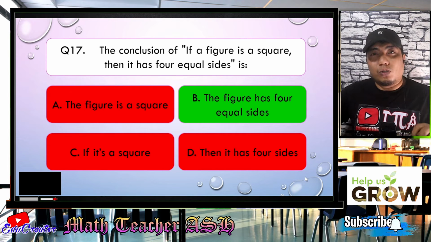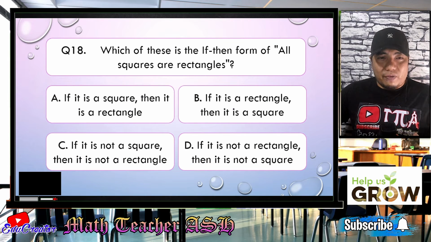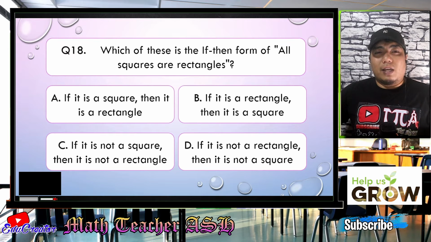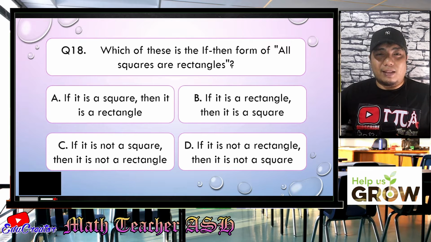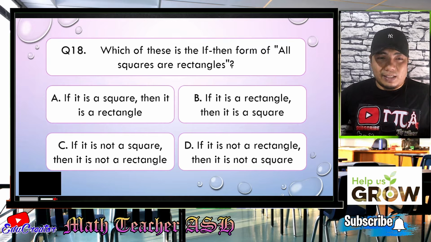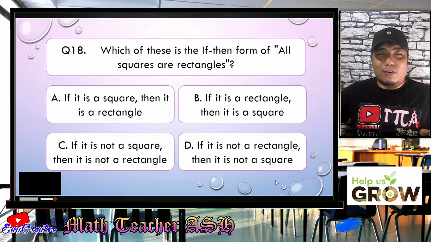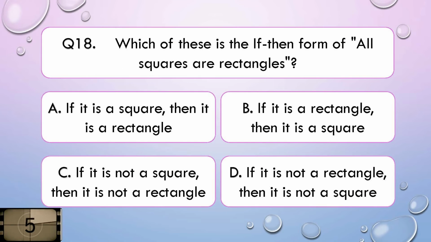Now, let us go to question number 18. Which of these is the if-then form of "all squares are rectangles"? Is it A, if it is a square, then it is a rectangle? B, if it is a rectangle, then it is a square? C, if it is not a square, then it is not a rectangle? Or letter D, if it is not a rectangle, then it is not a square? I'll give you 5 seconds to think about your answer.